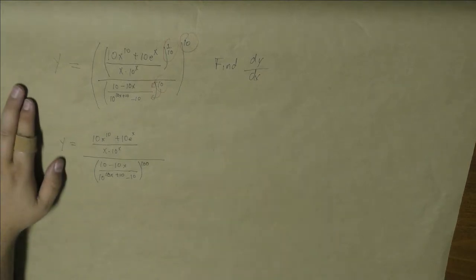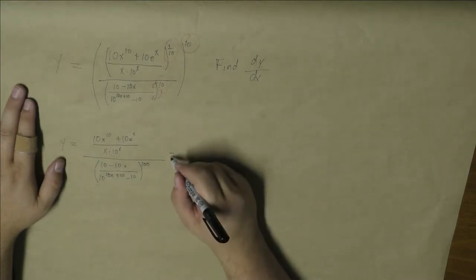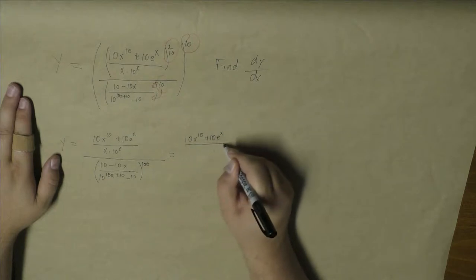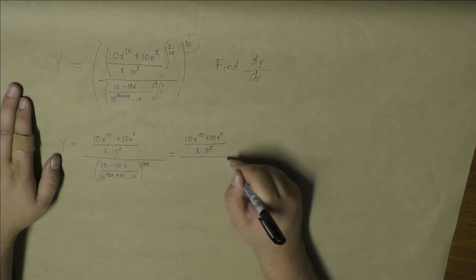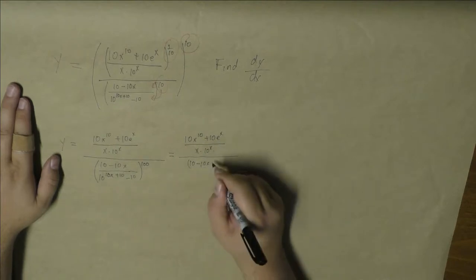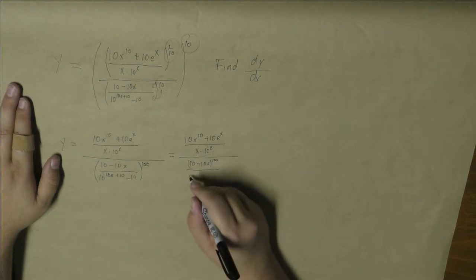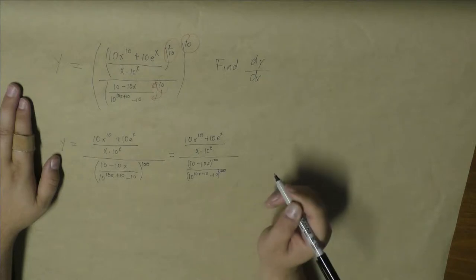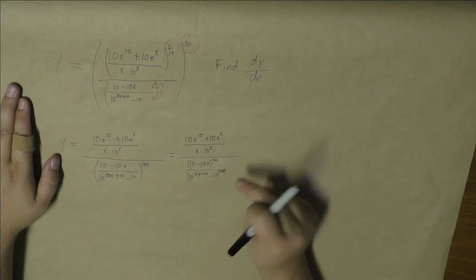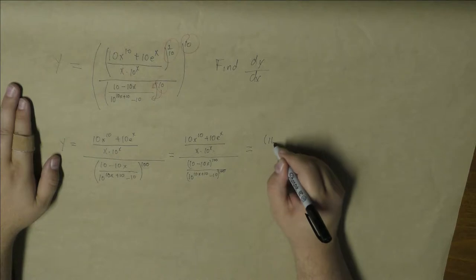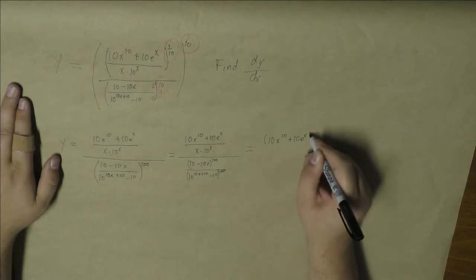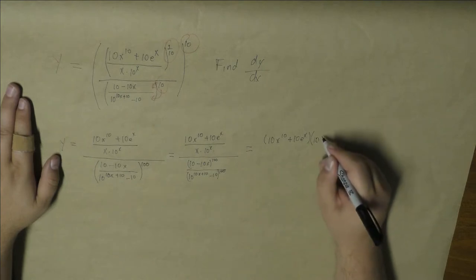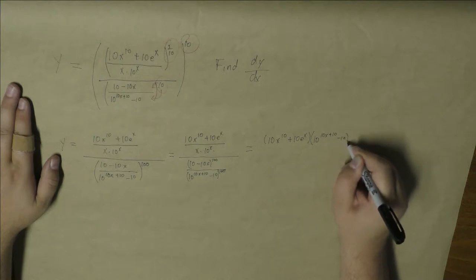Well, two power rules. Now, if we apply this in here, we're going to have on the top 10x to the 10 plus 10e to the x over x times 10 to the x. That's all going to be over 10 minus 10x to the 100 over 10 to the 10x plus 10 minus 10, and that's also to the 100. Now, you can flip this and multiply. So that gives us 10x to the 10 plus 10e to the x times, now the denominator here comes up on the numerator, so it's 10 to the 10x plus 10 minus 10 to the 100th power.